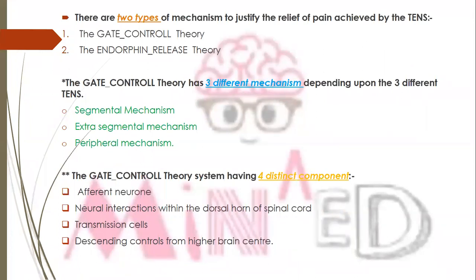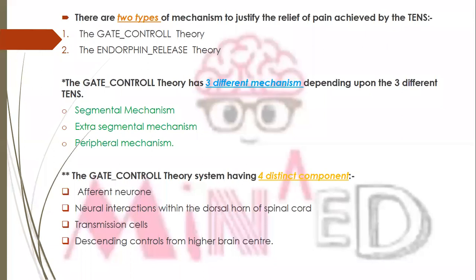There are two types of mechanism to justify the relief of pain that we achieve by the application of TENS in the clinics or in your hospital. There are two theories: one is gate control theory and the other is endorphin release theory. The gate control theory also has three mechanisms which depend on the three different types of TENS. One is segmental mechanism, for the high TENS. One is extra segmental mechanism, for low TENS, and one is peripheral mechanism for the brief intense TENS.